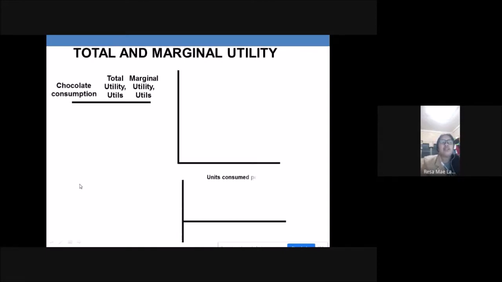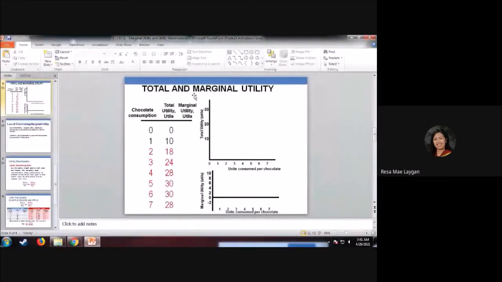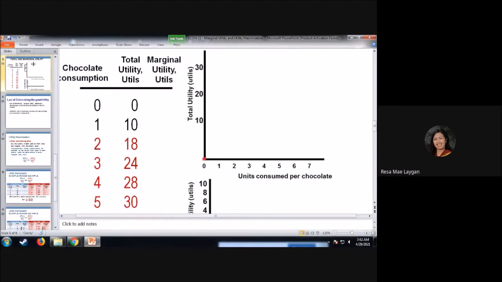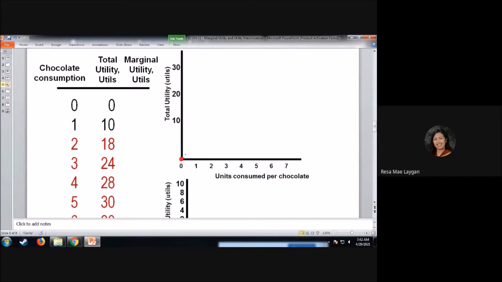Now let's proceed with the calculation. Given this total and marginal utility, we also have the graph. We have the chocolate consumption and the total utility, and we have to find the marginal utility, or utils. The first thing to do is to plot the total utility. At 0 chocolate consumption, the total utility is 0, because you consume nothing. I hope you can see this one.